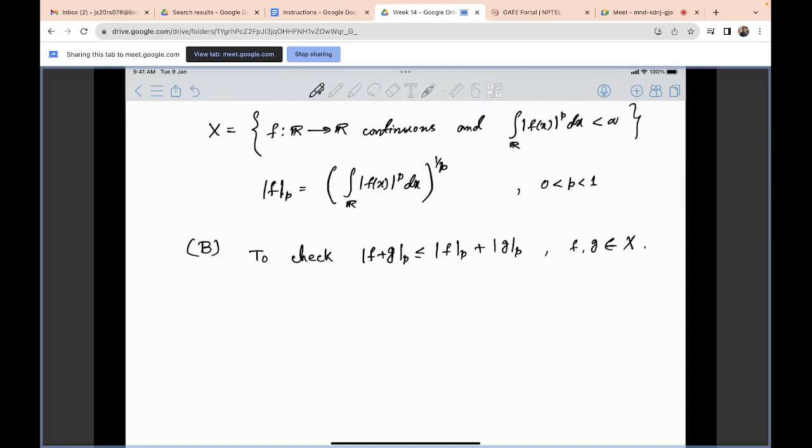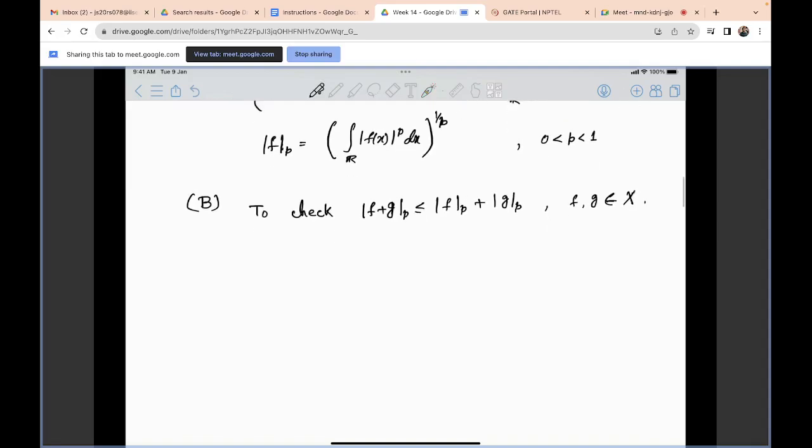You can easily check this by taking a characteristic function, but note that the characteristic function is not in this class X. We have to take a continuous function. So we'll modify this characteristic function a little bit to make it continuous and do this. So what is the idea? Let me tell.